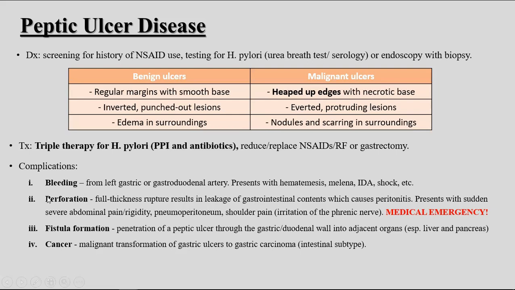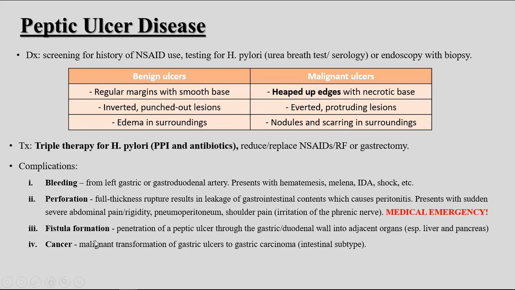The most scary complication is perforation. Just like in the esophagus, you're going to have a full thickness rupture of the stomach or duodenal wall. So all the gastrointestinal content is going to leak, this time into the peritoneum, not the mediastinum. So it's going to cause peritonitis, which is going to present with an acute abdomen. And it's also going to cause shoulder pain, which is actually a very important sign because you irritate the phrenic nerve and the referred pain is in the shoulder. And this is a medical emergency, so you immediately have to take them into surgery and fix the perforated wall.